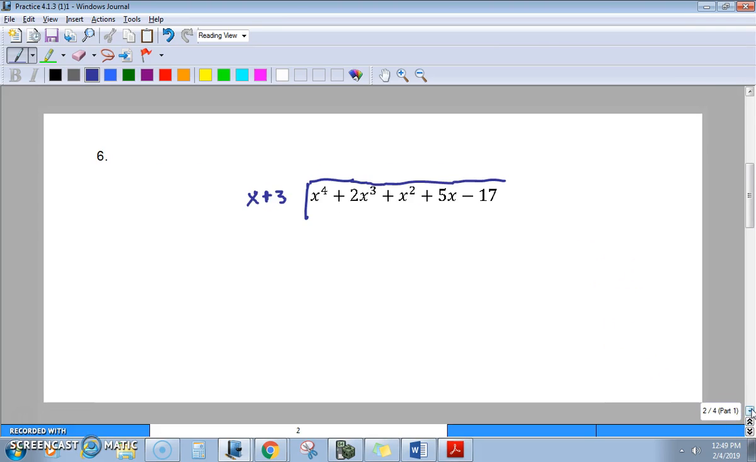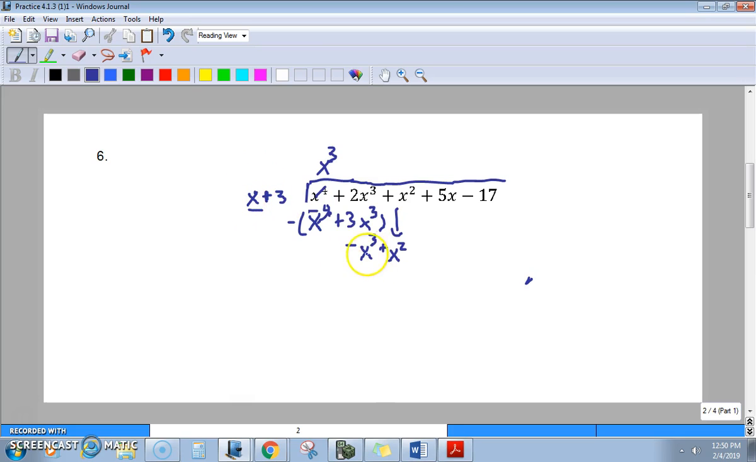All right, let's see if I can do this without running out of time. So I'm looking at how many times can x go into x to the 4th. It's going to be x cubed. Now I'm going to multiply the x cubed by the x and by the 3, so I get x to the 4th plus 3x cubed. Now I'm going to subtract, cancel, cancel. 2 minus 3 is negative 1x cubed. Plus, bring that down, plus x squared.